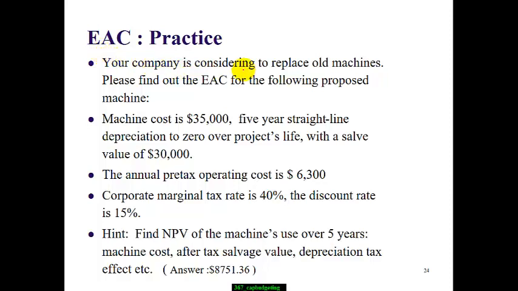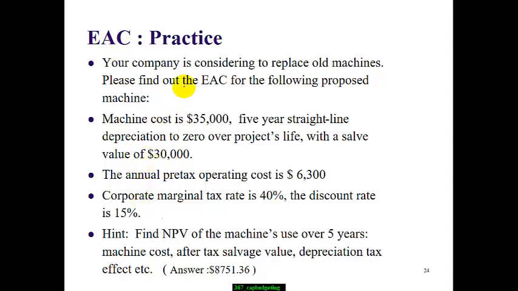The company is considering replacing older machines, so they have different proposals. Here, this machine is one of them. The machine costs $35,000, it's 5-year straight line to 0, and the salvage value is 30,000. The annual pre-tax operating cost is 6,300. Tax is 40%, discount rate 15%. So we're going to find out what the equivalent annual cost is for this machine, right?